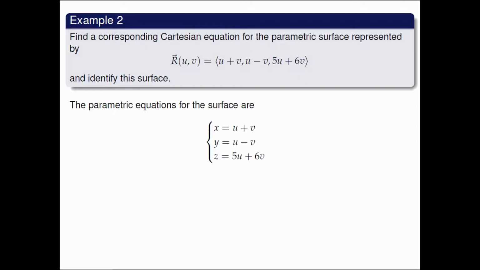We will express z in terms of x and y. But before that, we express u in terms of x and y. Pag in-add natin yung x and y dito sa first two equations, ina-add natin itong u plus v tapos yung u minus v. So x plus y equals 2u. Dividing both sides by 2, we get u equals 1/2 x plus 1/2 y.